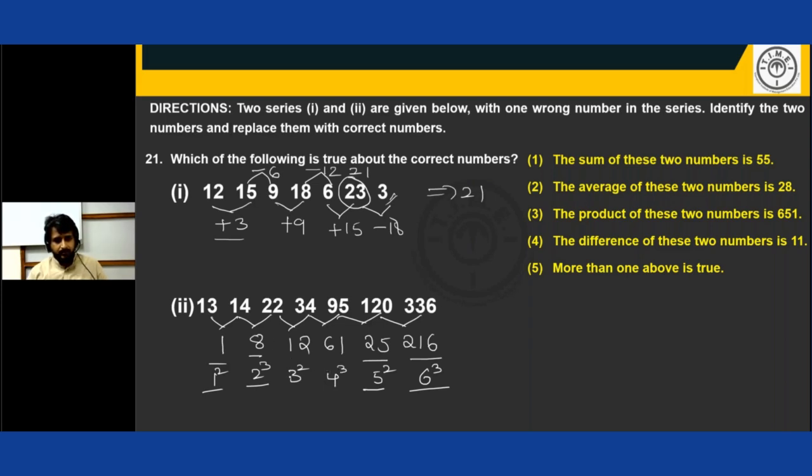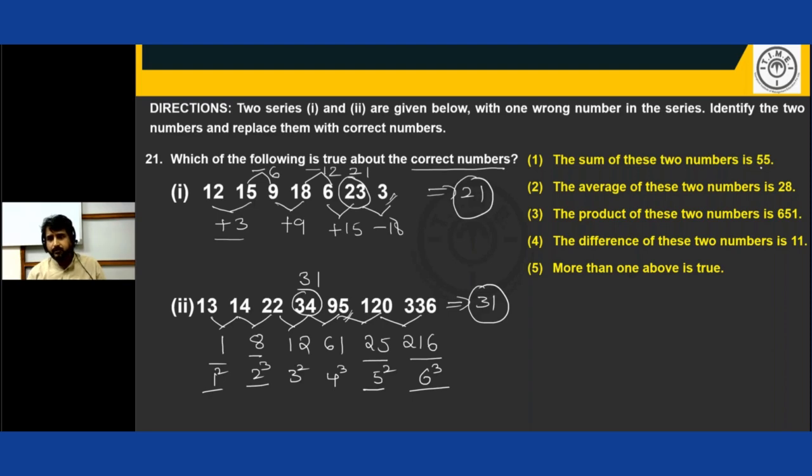22 plus 9 is 31. 31 plus 4 cube, 64, is 95. Perfectly matching. So what is the wrong number in the series? 34. And what is the correct number? 31. Now the question is about which of the following is true about the correct numbers. After identifying the two numbers, we have to find out what is correct regarding them.